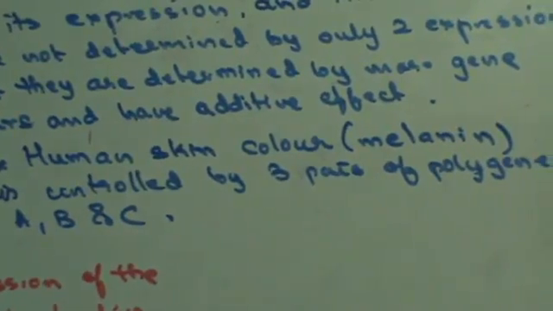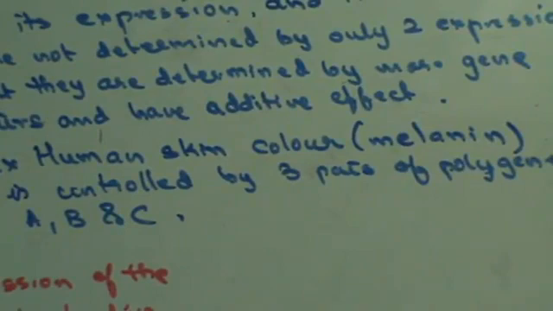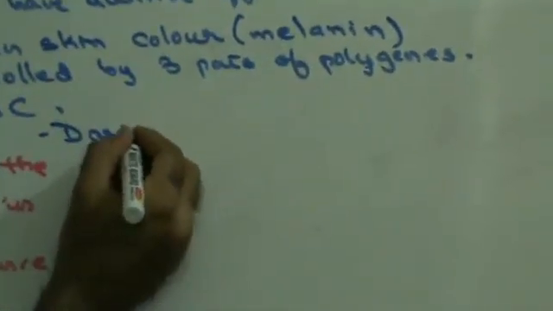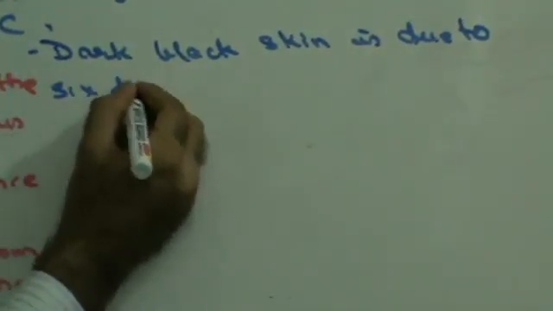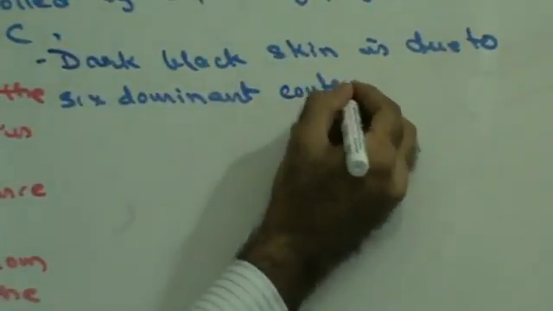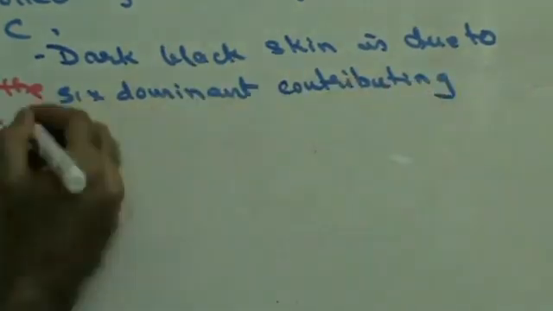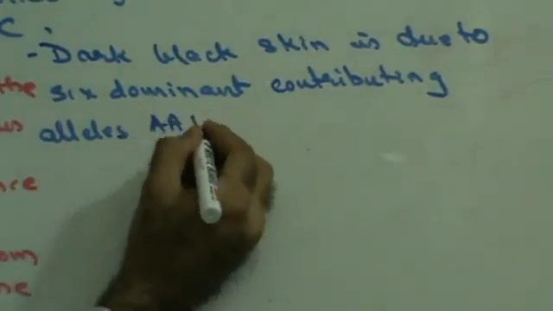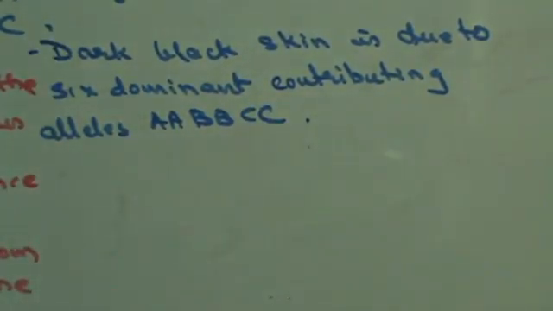Right? A negro or a dark colored skin is due to 6 dominant contributing alleles. I can say that dark black skin is due to 6 dominant contributing alleles, right? 6 contributing, that means that will be AABBCC. That's my dark colored skin. That will be the genotype for it.